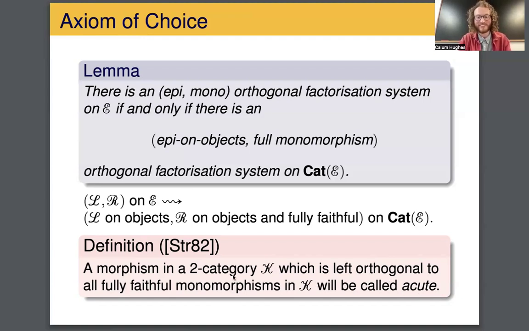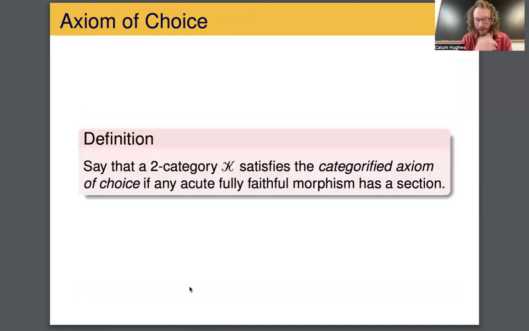But so acute maps are epi on objects maps in this setting of cat E. And this allows us to define what we call the categorified axiom of choice. We say that a 2 category satisfies the categorified axiom of choice if any acute fully faithful morphism has a section.